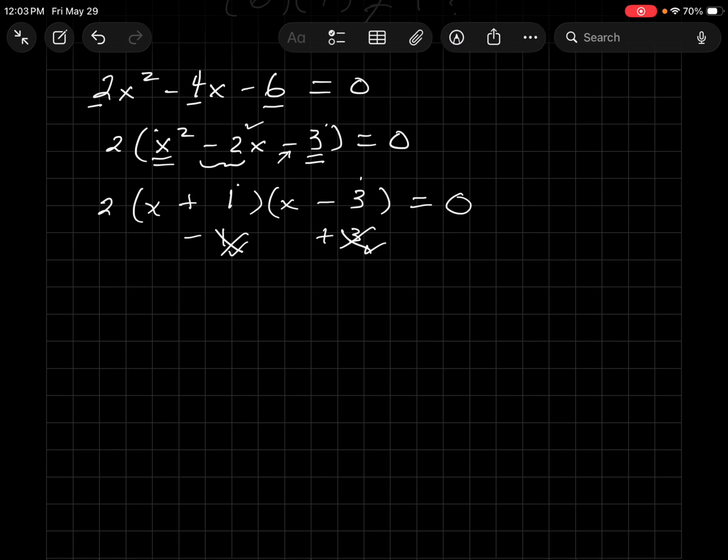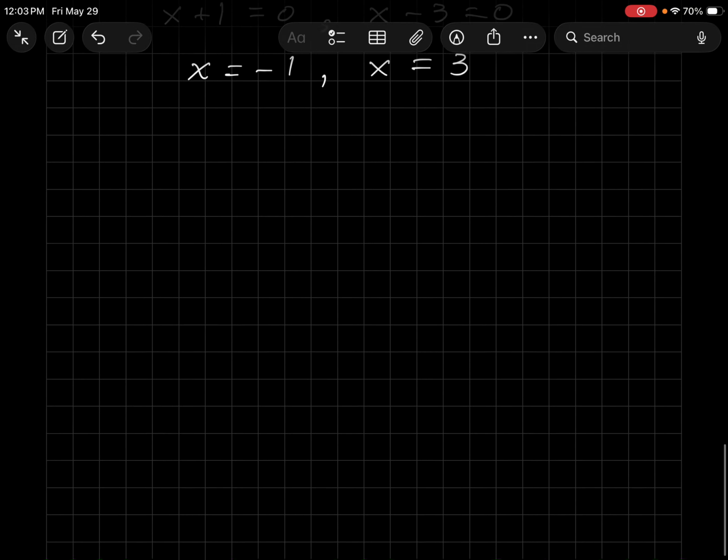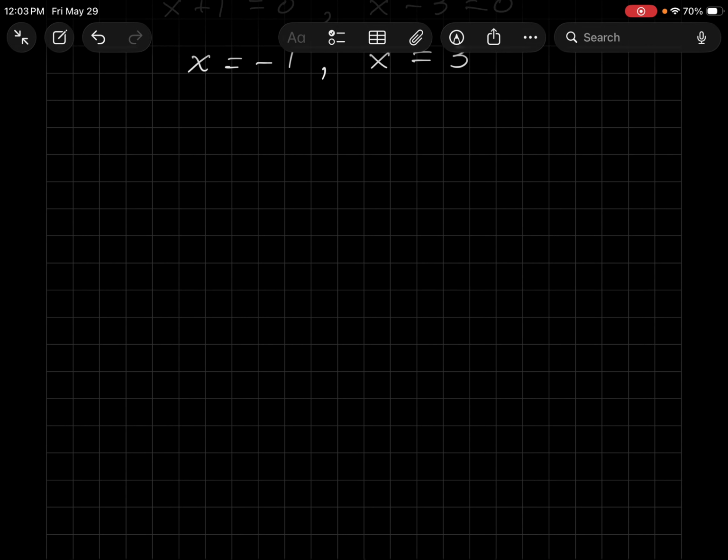And then either 2 equals 0, of course that doesn't equal 0, I don't really need that at this point. Or I could say x plus 1 equals 0, or x minus 3 equals 0, giving us the solutions x equals negative 1 and x equals 3. Let's do a few more examples, just try to run through these sort of quickly.